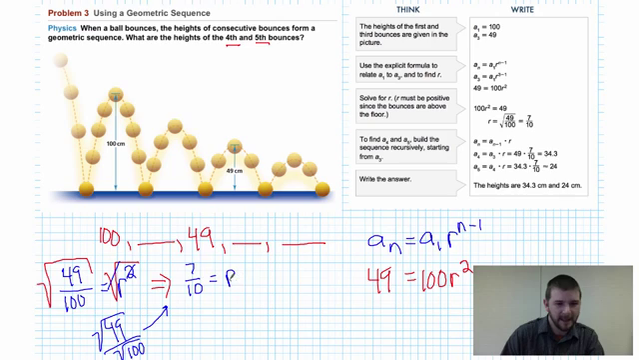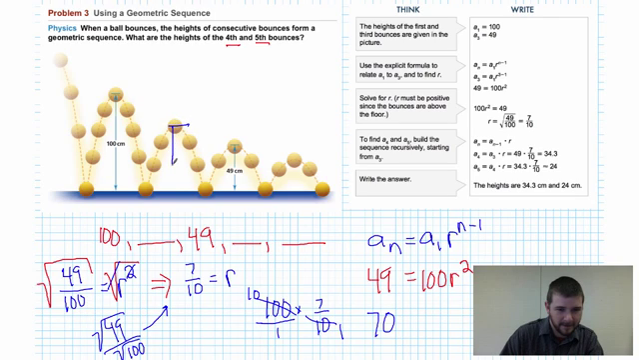Perhaps one of the simplest ways is to actually build the sequence. 100 times 7/10, most likely simplest for everyone if we think of 100 as being 100 over 1. Cross reduce, 100 divided by 10 is 10, and now 10 divided by 10 is 1. 10 times 7 over 1 times 1, 70. Therefore, the height of our second bounce, 70 centimeters.